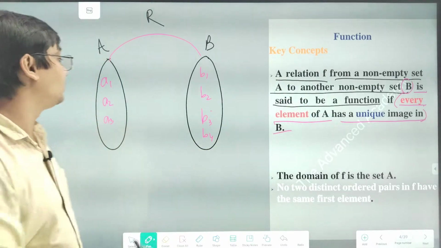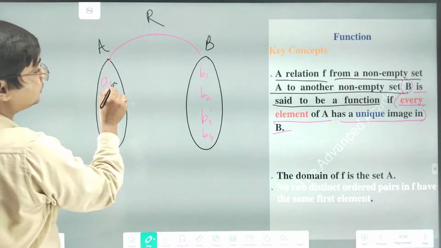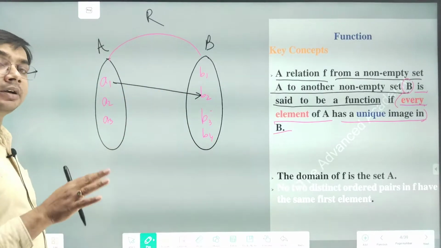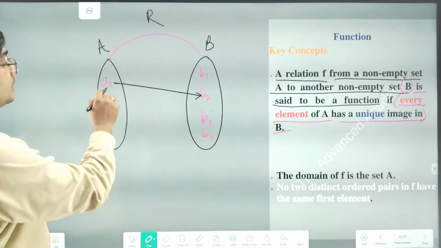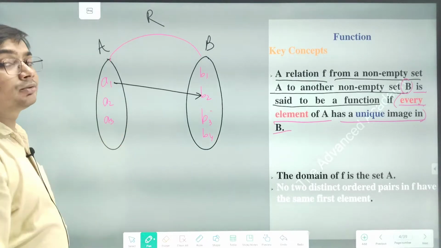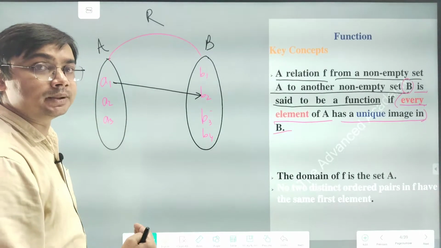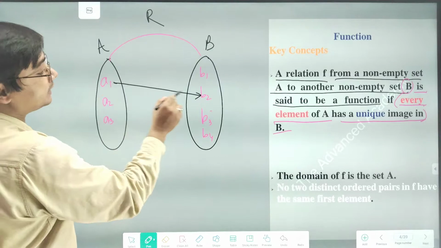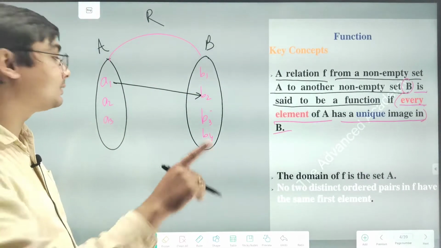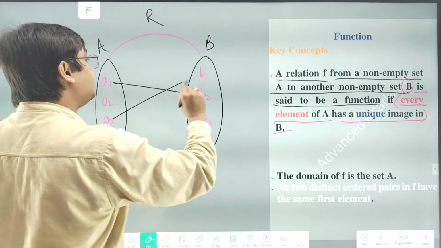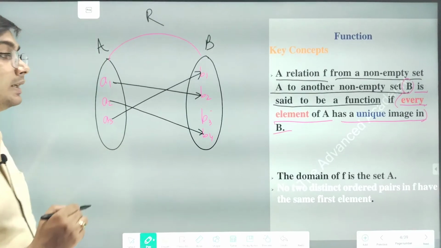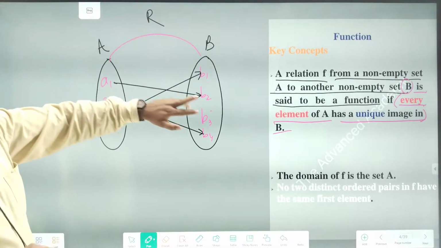Yes, that means look, suppose we connect this A1 to B2, then A1 cannot be connected to anything else, because if it is connected to B1 or B3 as well, then how many images will there be? More than one image will be there. That means if A1 is related to B2, then A1 will have no other connection. Yes, suppose A3 is related to B1 and A2 is related to B4. Now you see whether this relation satisfies this condition.